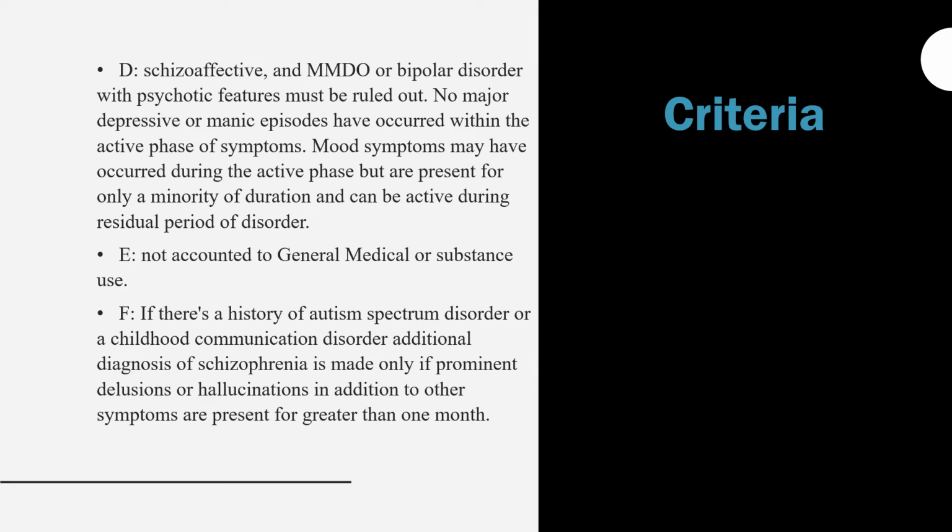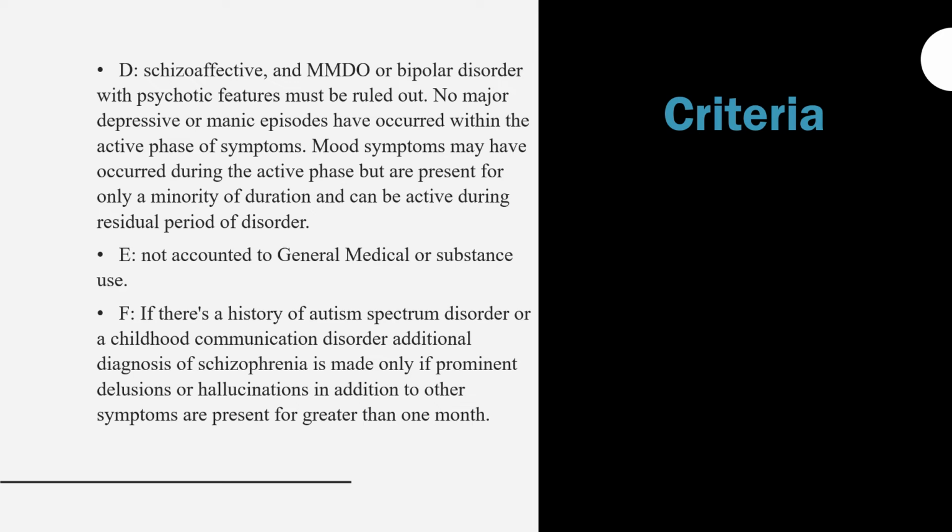Here again, we're going to see a component of time frame. If there's a history of autism spectrum disorder or a childhood communication disorder, an additional diagnosis of schizophrenia is only possible if the delusions or hallucinations, in addition to all the other stuff, have been around for more than 1 month.